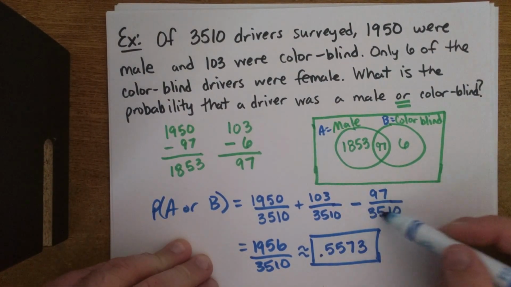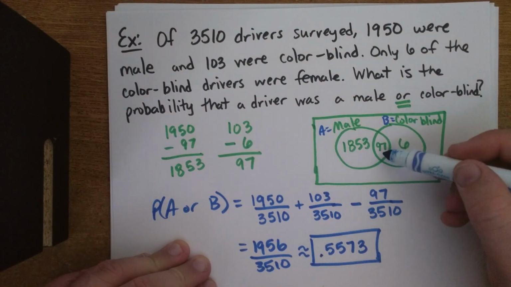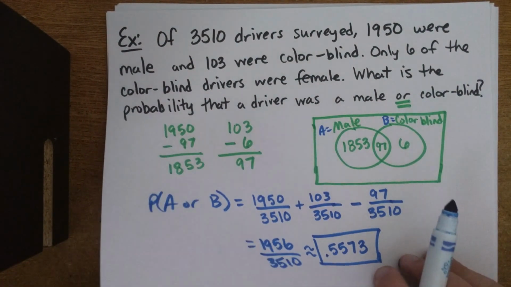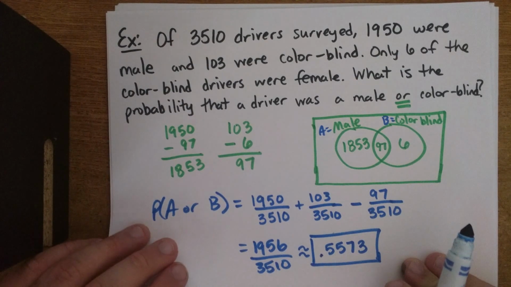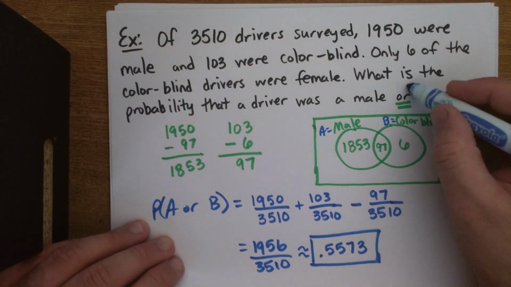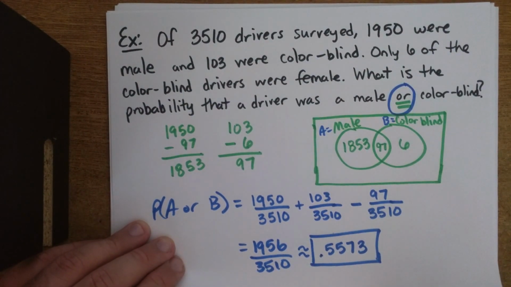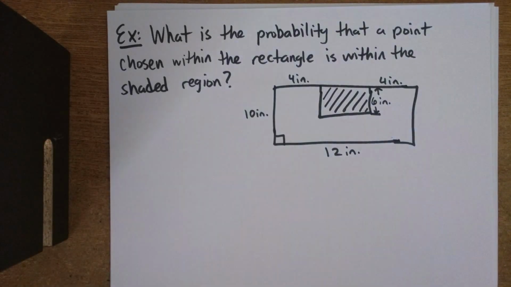So again, we were subtracting out the overlap of the two, of the male and the colorblind. So that's what OR probability questions look like. Again, you'll know it's OR if you see that keyword OR. All right. Now here's some additional examples.